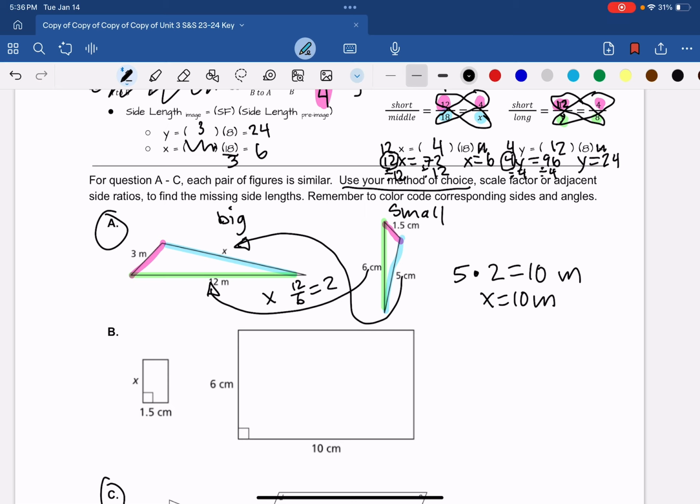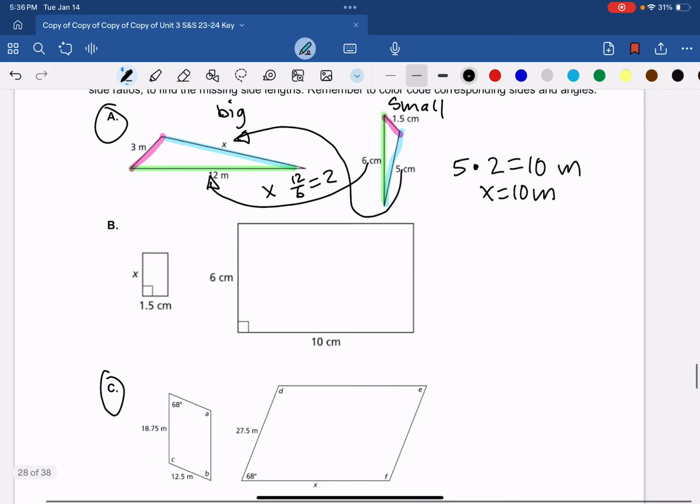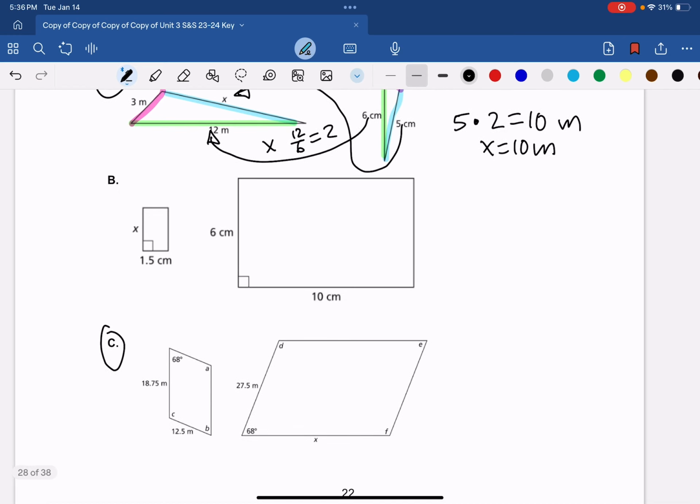All right. So that is scale factor. I'm going to use ratios down here because it might make life easier. Again, let's highlight. The long side is going to be blue. The short side, let's make that pink. There we go.